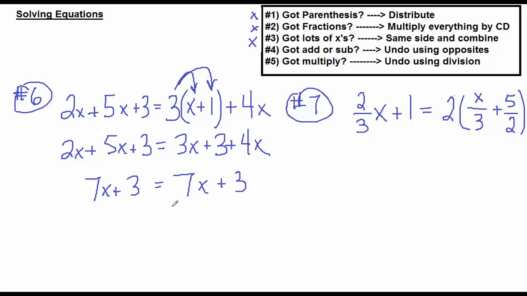Now I'm going to go ahead and get them on the same side. Minus 7x to both sides. I'm going to move them all here to the left. But notice when I do that, 7x minus 7x, that's gone. And here 7x minus 7x is gone. And I'm just left with 3.